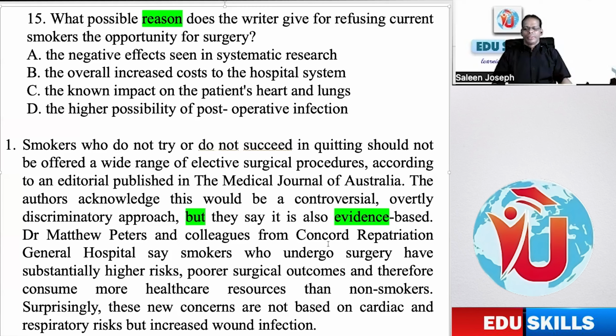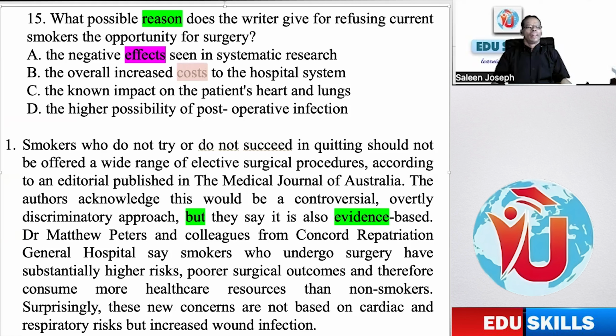Now, here, what are the main words in the answer options? Negative effects. Increased cost. Okay, one is about effects. Will it be the answer? They are asking about reason. Can effects be the answer? No, never. When they ask for reason, reason should be the answer.